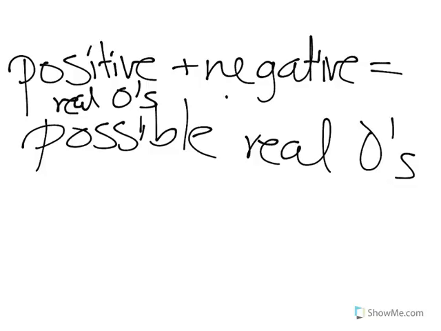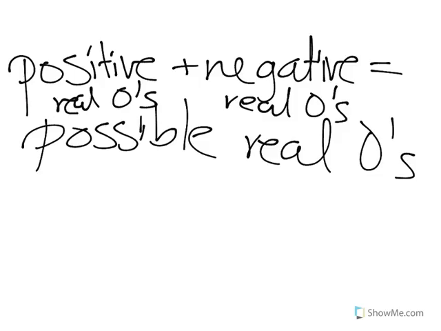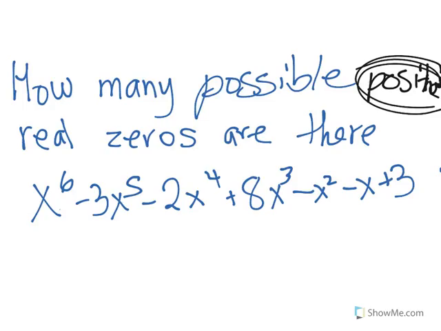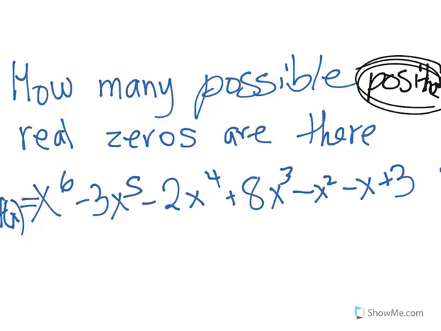But now you might ask yourself, well, how do I find the negative real zeros? Well, you can find that by plugging in negative x for all your x's. So if this is f of x, you find f of negative x, and then using the same thing we learned before, counting the sign changes, you will be able to find also the possible number of negative real zeros.